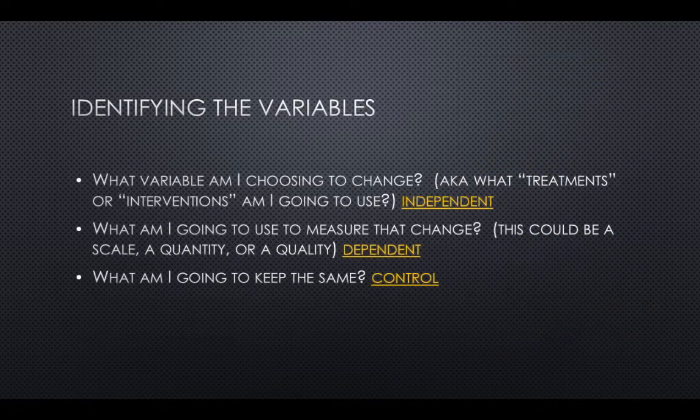What variable am I choosing to change? AKA, what treatments or interventions am I going to use? That's my independent variable. What am I going to use to measure that change? This could be a scale, a quantity, or a quality. That's going to be my dependent variable. And then I have to figure out what I can keep the same. What can I control so that outside forces don't affect the results?